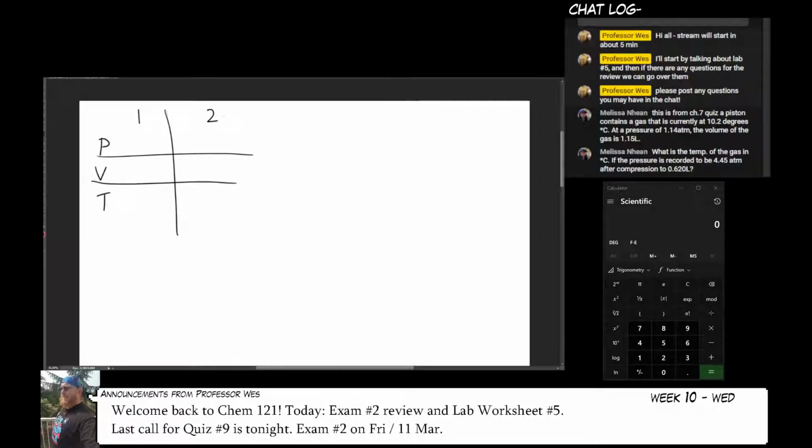So initially we have 10.2 degrees Celsius, and we need to turn that into Kelvin because remember that we have to use Kelvin for these or else it doesn't work. Pressure is 1.14 atm, and the volume is 1.15 liters. I want to figure out what the temperature of the gas is in Celsius. Then the pressure compresses to 4.45 and volume 0.620.